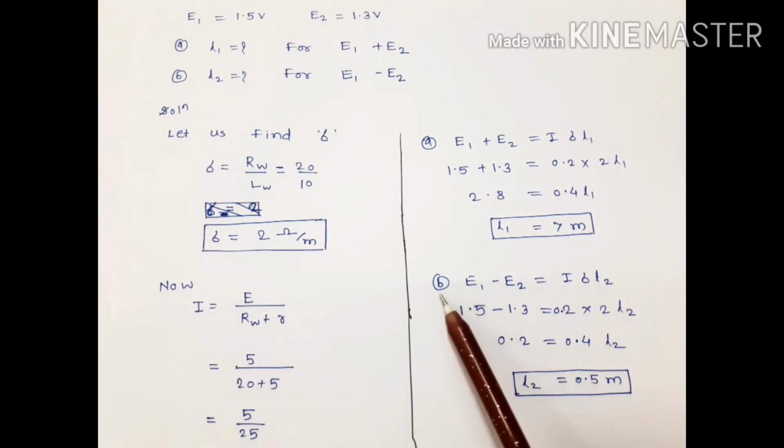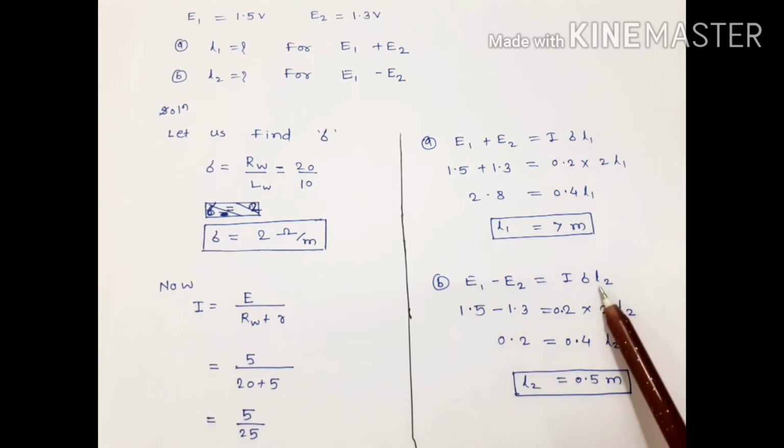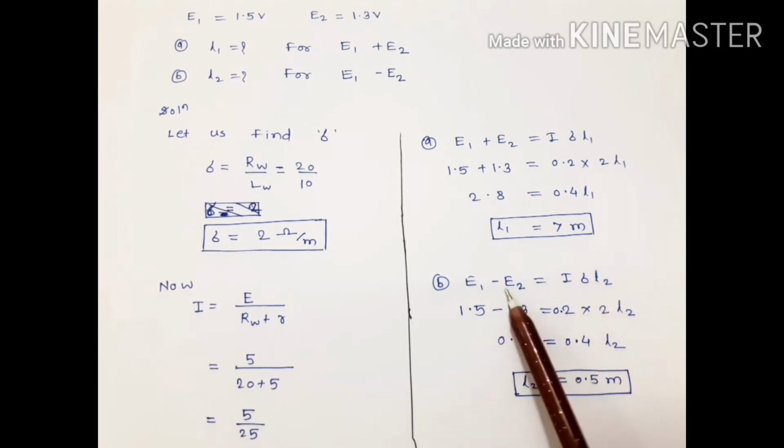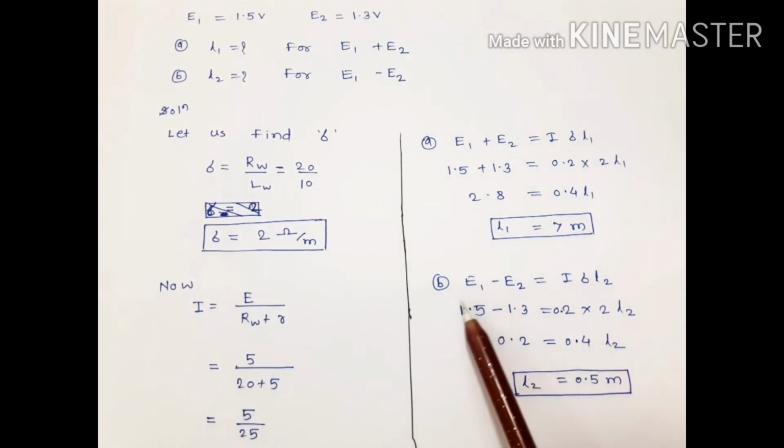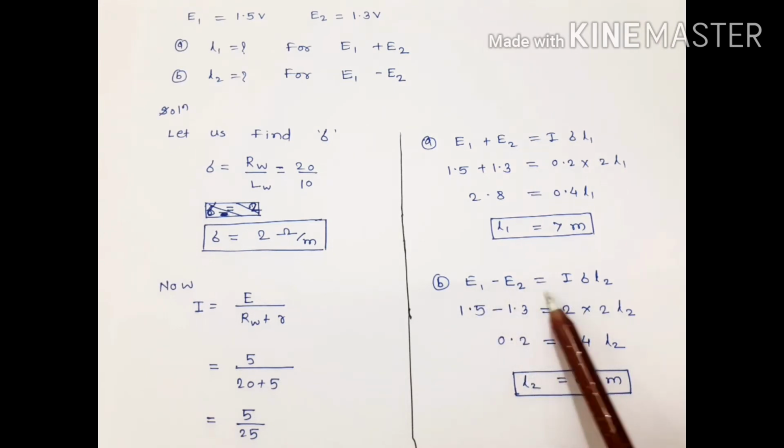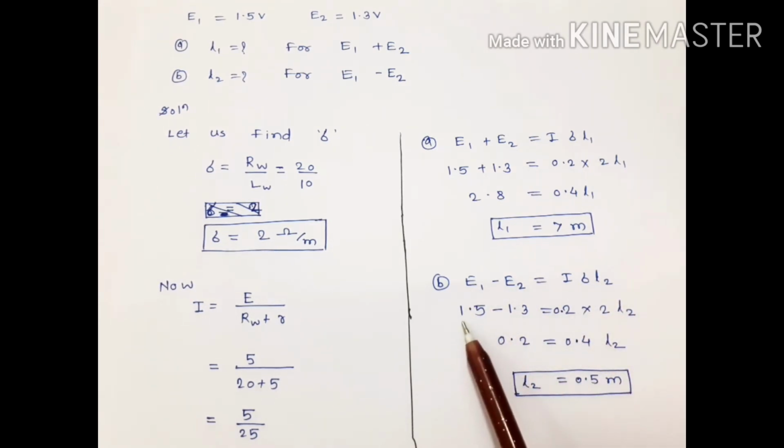Now, the second aim. Here our aim is to find out the balancing length when the cells are connected in oppose mode. For that, E1 minus E2 is equal to I sigma L2. By putting the values of all the physical quantities, we got 1.5 minus 1.3 is equal to 0.2 into 2 into L2. By solving this step, we got 0.2 is equal to 0.4 L2. Therefore, L2 is equal to 0.2 divided by 0.4, that means it becomes 1 by 2, which is equal to 0.5 meter.